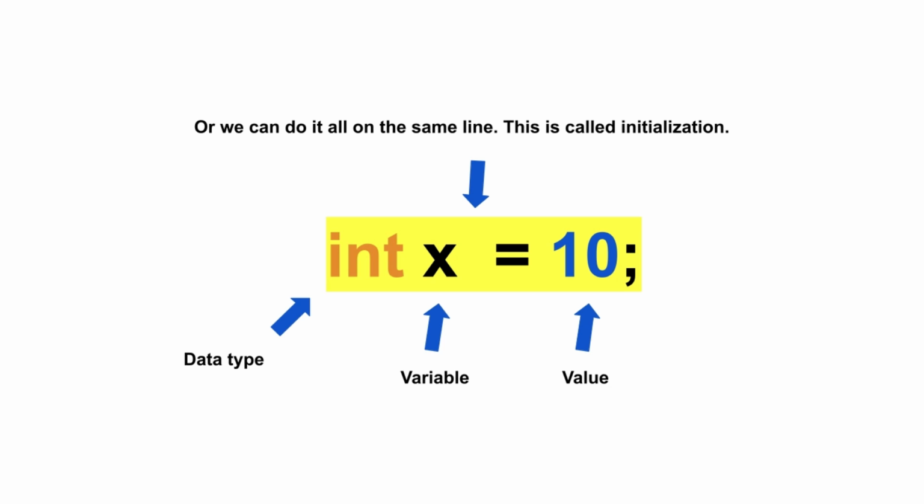Or we can do this all on the same line. Write the data type, the variable, and finally your value. This process is called initialization.